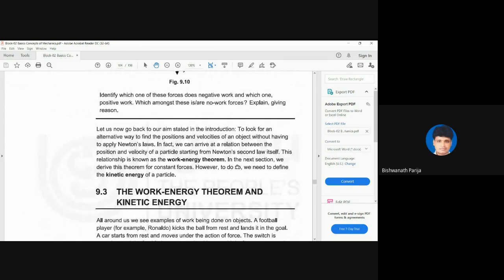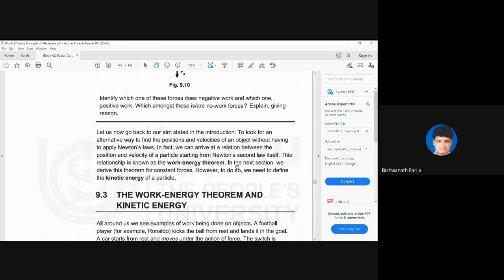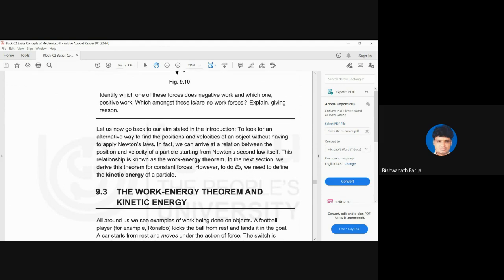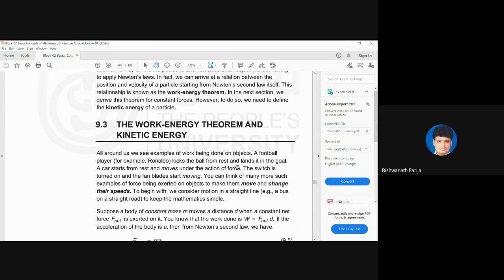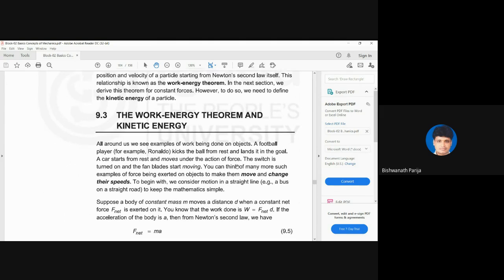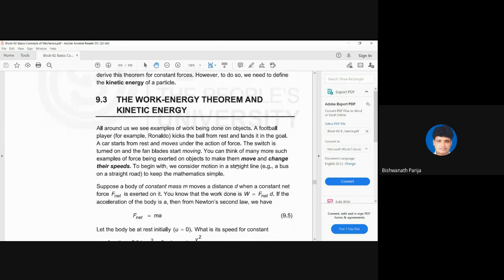Thank you. And this is your work done due to applying a constant force. If it is a variable force, then we never find out work done by that formula. We will go to the integration method, the calculus method, and the graphical method. So here given the work energy theorem and kinetic energy.